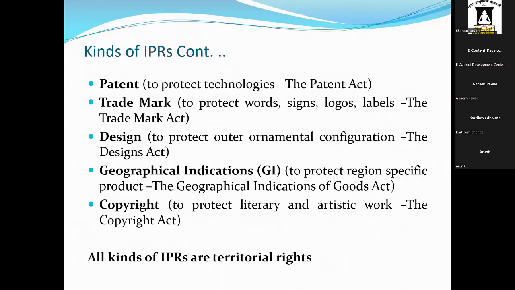I have given you the example of Kolhapuri chappal or Aligarh lock. So these are geographical indicators. It can be used for products and fruits and other eatables. For example, Tirupati laddu. So this is also an example of a geographical indicator. Then copyright, to protect literary and artistic work, the Copyright Act. All kinds of IPR are territorial rights. So these hold the right only in a particular territory or country, except copyright, which, as I have told you, is globally applicable.